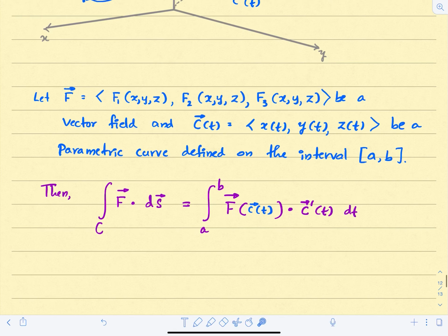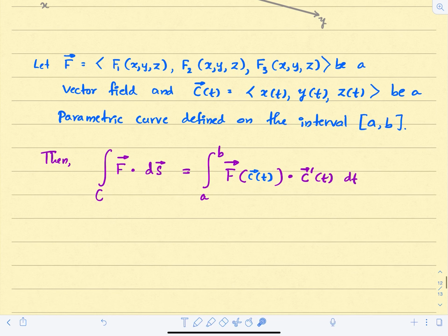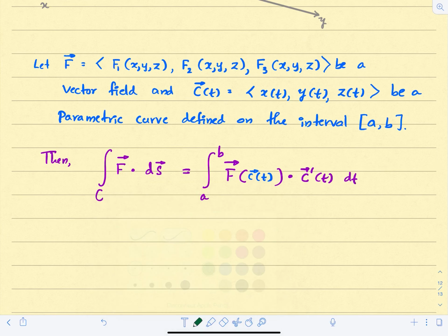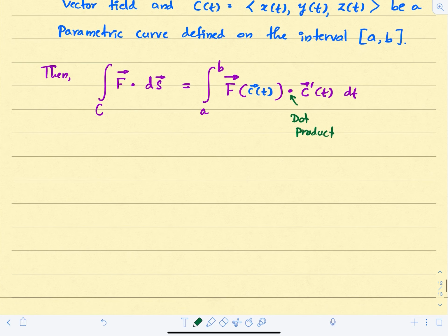So basically this notation means we have to evaluate our vector field on this curve, and then we should take the dot product between this vector field f and c prime of t. Again, let's make a note, this should be the dot product. Okay, now this is the way we define the line integral of a vector field, and in the next video I will prove this result. But before that, let's consider a simple example.